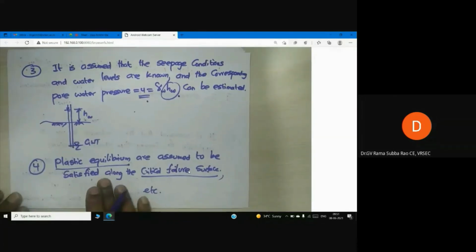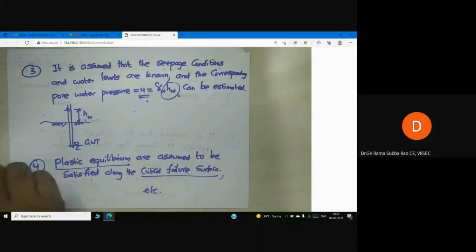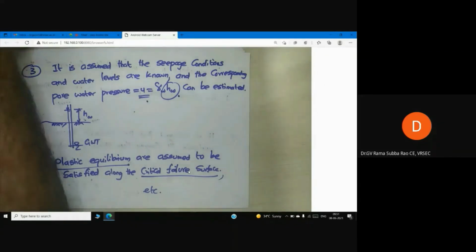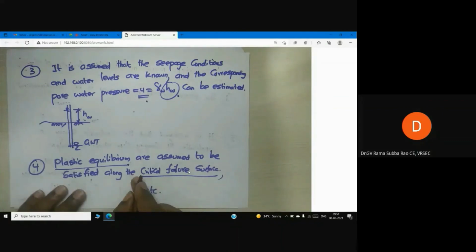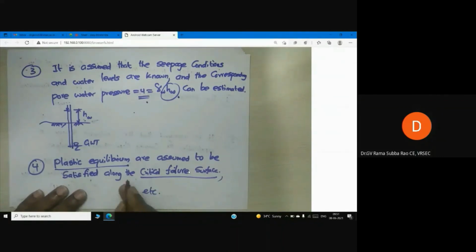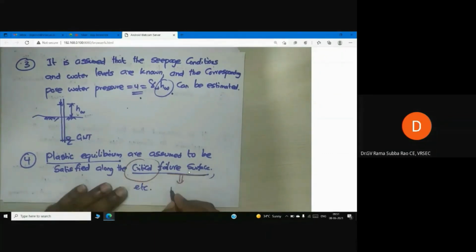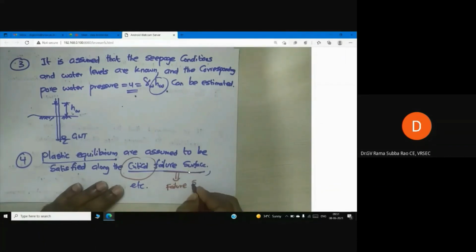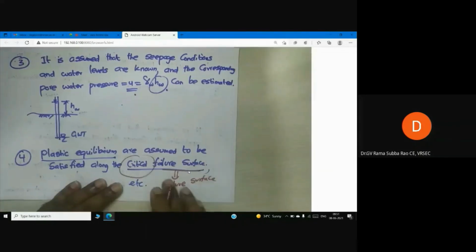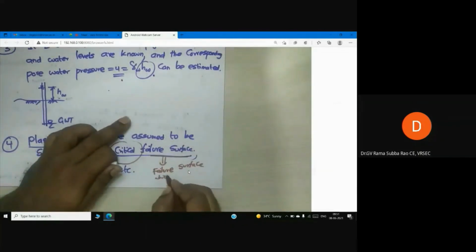You can write etc. You can take additional assumptions also. But I will tell you one thing. You can ask me, what is a critical failure surface? It is a very interesting word. In slope stability analysis, we must have an idea about what is the critical failure surface. Critical failure surface means a failure surface which gives the least factor of safety.